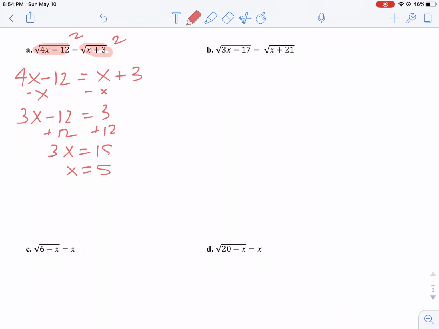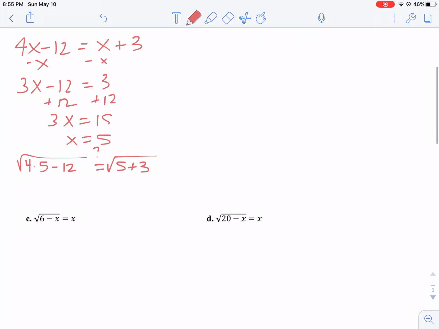And then we want to make sure that this is not an extraneous solution, so we're just going to go ahead and plug it in. So we would have 4 times 5 minus 12, and we want to check if that's equal to the other side, 5 plus 3. I'm just taking the original equation and substituting 5 in for x. So this would be 20 minus 12, that'd be root 8, and then 5 plus 3 is root 8. So these are equal, so I'm confident that x equals 5 is correct, and it is not an extraneous solution.